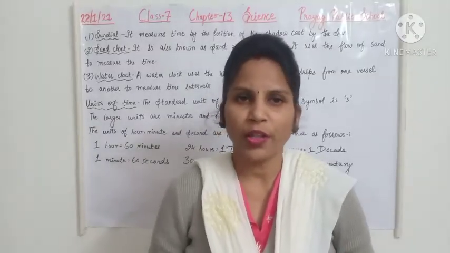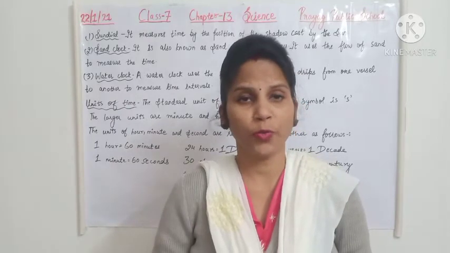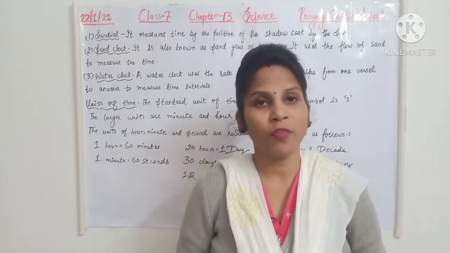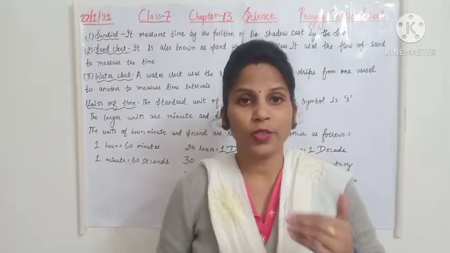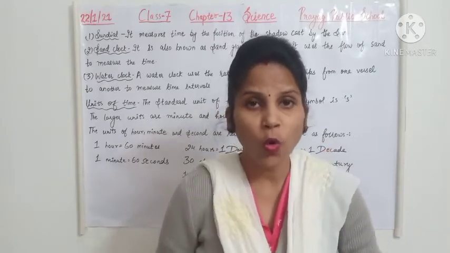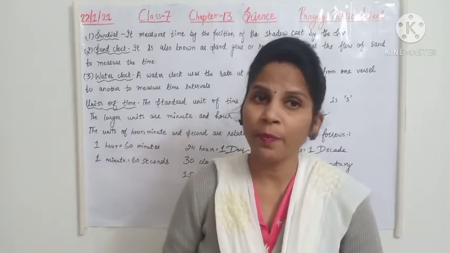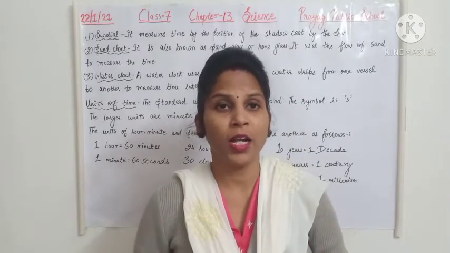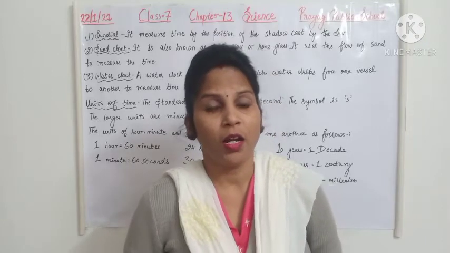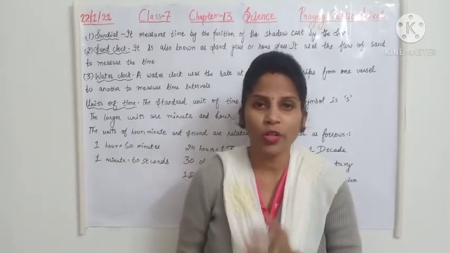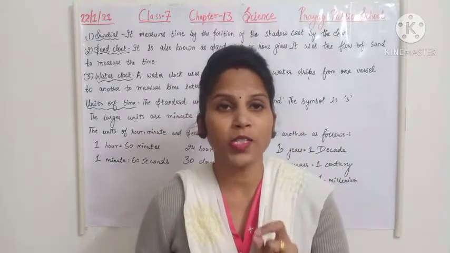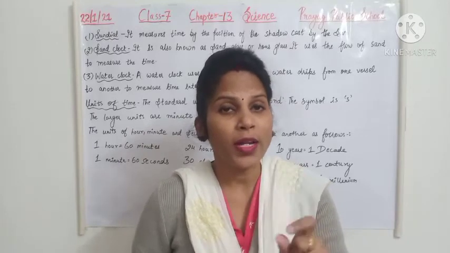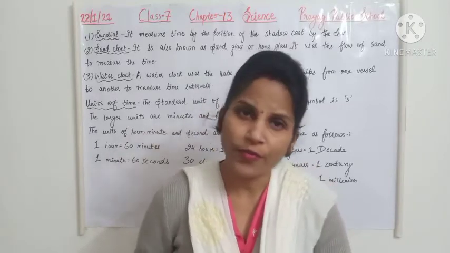Different units of time are used depending on the purpose. For example, for calculating age we use years. For calculating the time to travel between the school and our home we use minutes. In the same way, for calculating very small units of time there are 2 small units: microsecond and nanosecond. 1 microsecond is equal to 1 millionth of a second, and 1 nanosecond is equal to 1 billionth of a second.